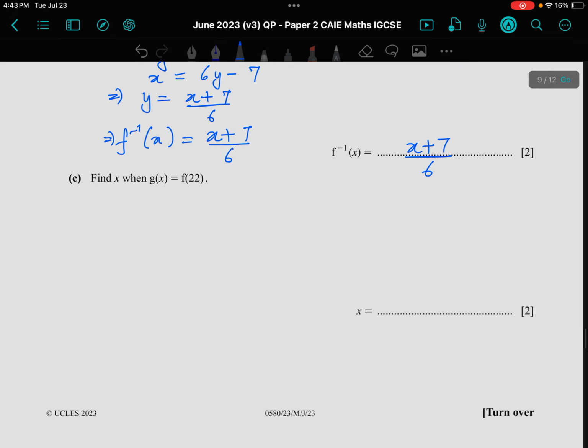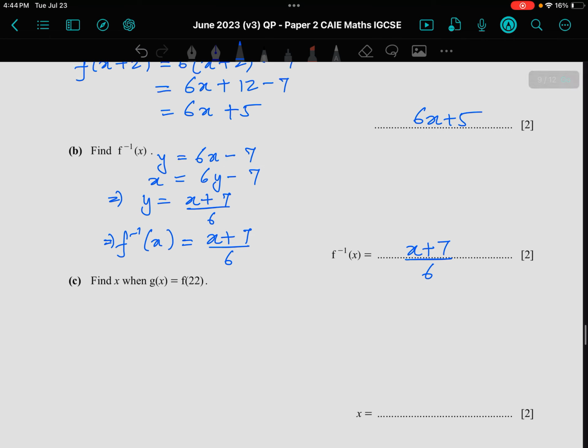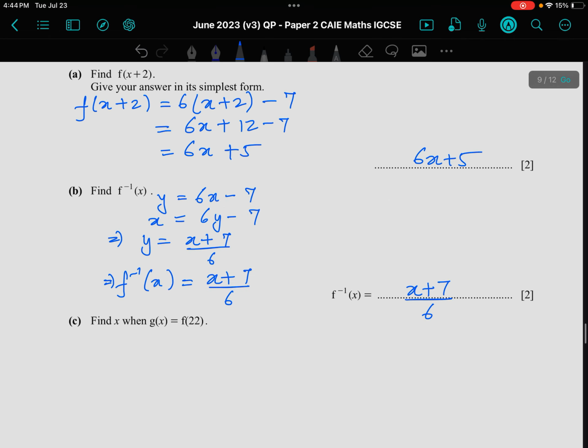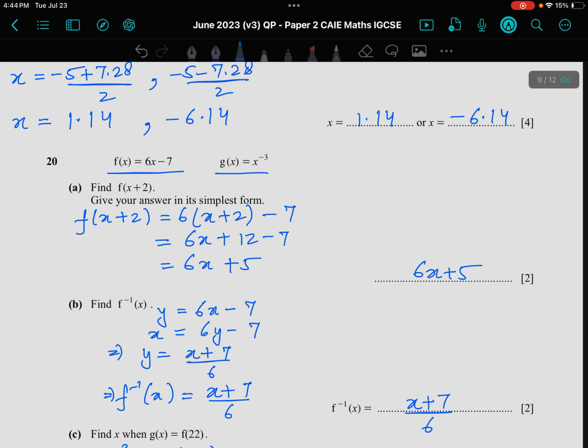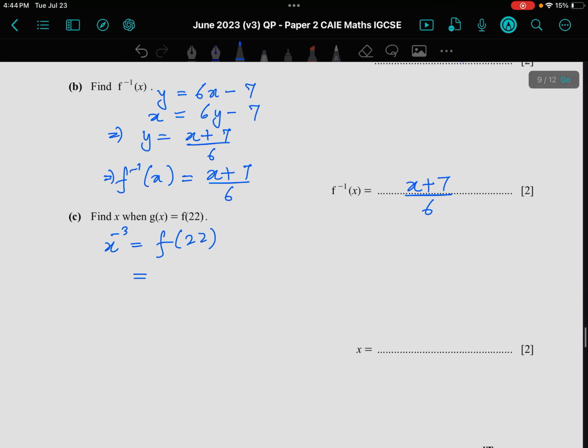Find x when g(x) is equal to f(22). What is the value of g(x) given? It is x to the power of minus 3. So x to the power of minus 3 is equal to f(22). What will we write for f(22)? f(x) is equal to 6x minus 7. So that means 6 of 22 minus 7. So 6 into 22 gives 132, minus 7 gives 125. This is the value of x to the power of minus 3.